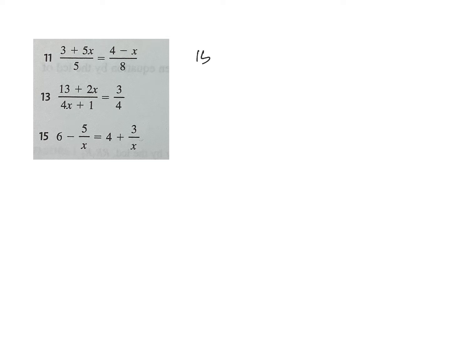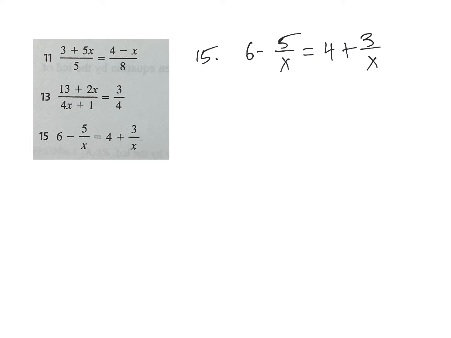Number 15. 6 minus 5 over x equals 4 plus 3 over x. All right, so here's how I look at all of these, 11, 13, and 15, and even number 9. I look to see if I have a variable in my denominator, if there's complex fractions, or if there's individual terms. Like this one has individual terms. On number 13, cross multiplication was better. On number 11, you could have cross multiplied there, and that would have been fine too. Multiplying by a common denominator on number 9, that's another way. You could multiply by a common denominator here, which is x, and that changes things.